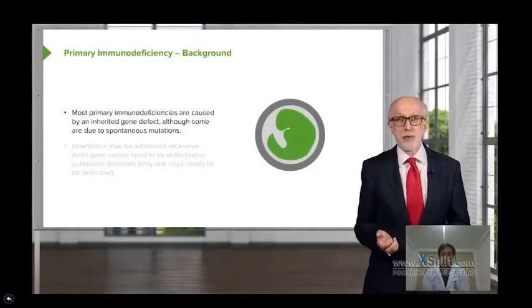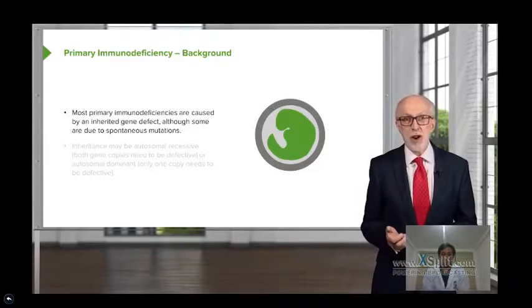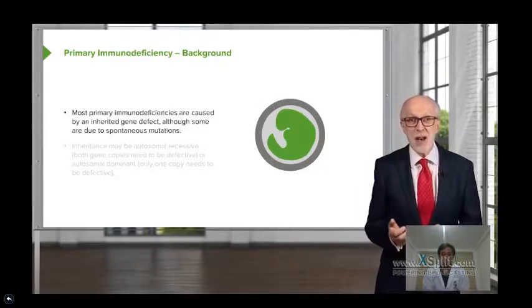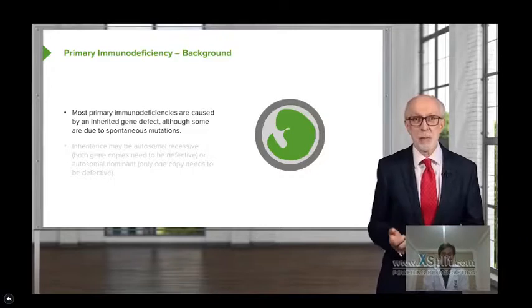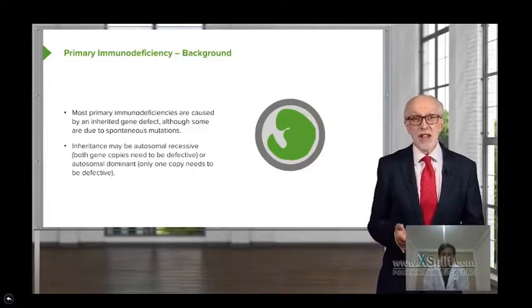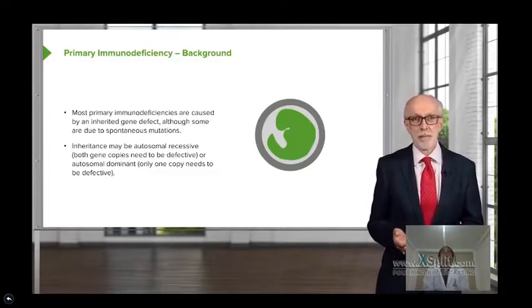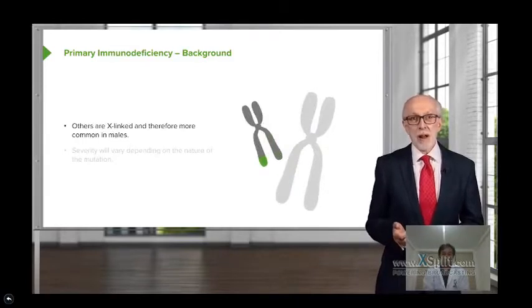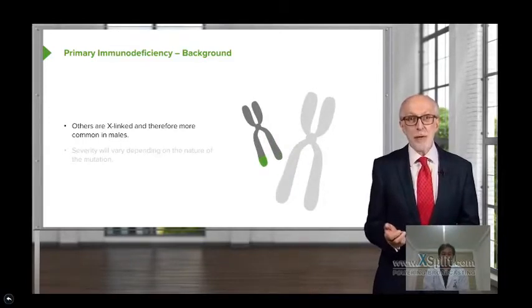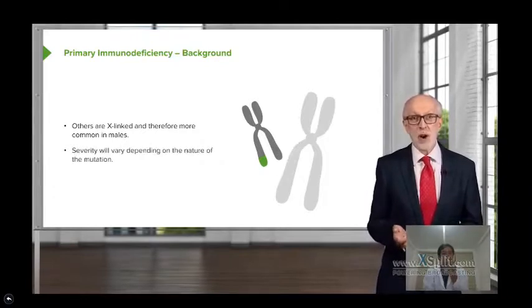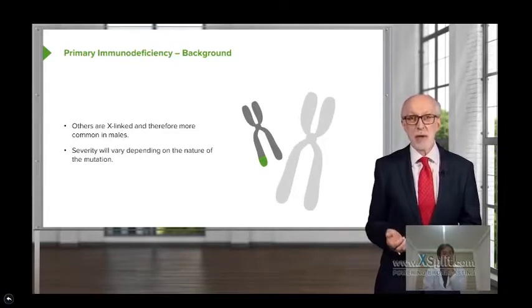A little bit of background about primary immunodeficiency. Most primary immunodeficiencies are caused by an inherited gene defect, although, as already mentioned, some are due to spontaneous mutations. The inheritance may be autosomal recessive, in other words, both copies need to be defective, or autosomal dominant, where only one copy needs to be defective. Others are X-linked, and therefore more common in boys than girls. The severity will vary depending on the nature of the mutation.